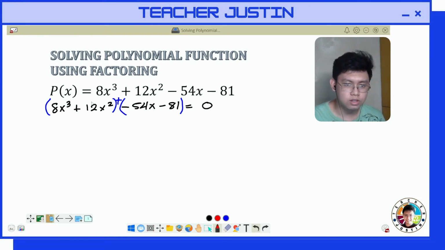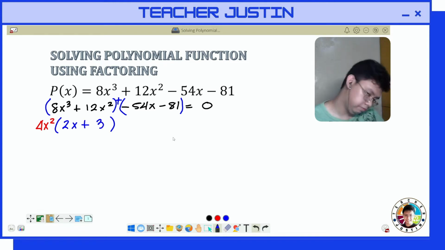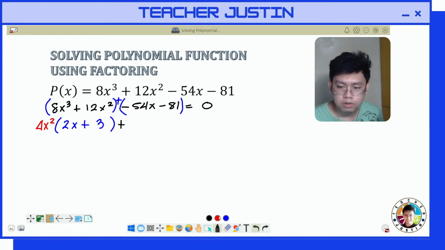So, let's factor the first group. The common factor of our first group is 4x squared. So, 4x squared. Then, let's divide each term of our first group by 4x squared, giving us 2x plus 3. Okay? Then, let's factor our second group.